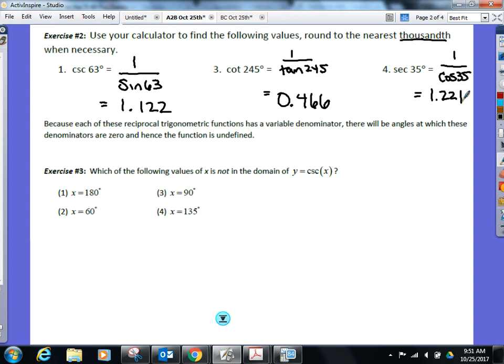Okay. Just like tangent yesterday, some of these reciprocals are going to be undefined at certain degree measures because you're going to have 0 in the denominator. And what I want to know is out of these 4 for cosecant, which one's going to be undefined? And I'm not going to go through and make you go to the unit circle. I'm not about that life.